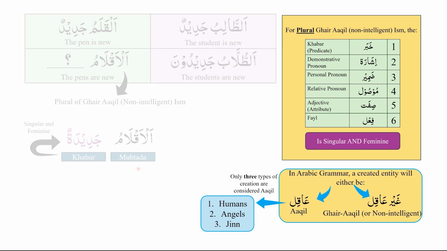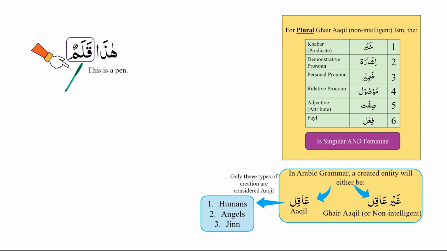Our next example is haza qalamun. This is a pen. Qalamun is an example of a ghair aqil or non-intelligent ism because qalamun or pen is not a human, it is not an angel, it is not a jinn. Haza qalamun is a jumla ismiya using haza, which is a demonstrative pronoun, or ism ishara as mubtada.